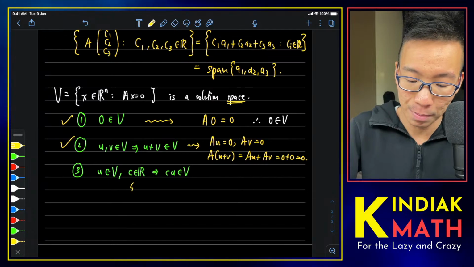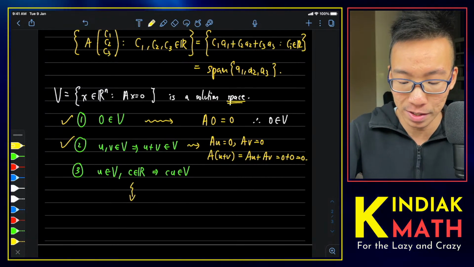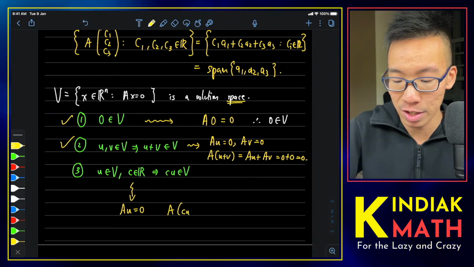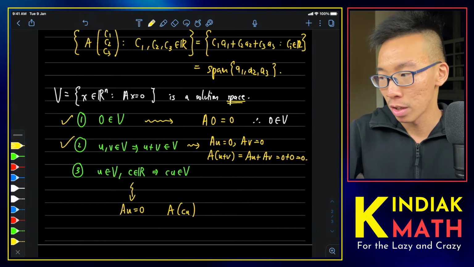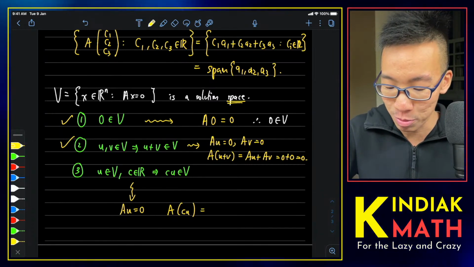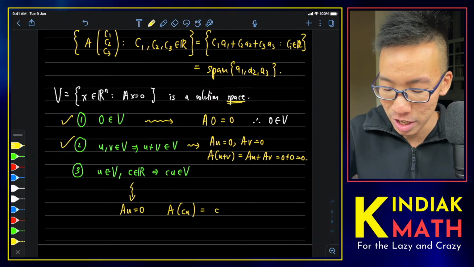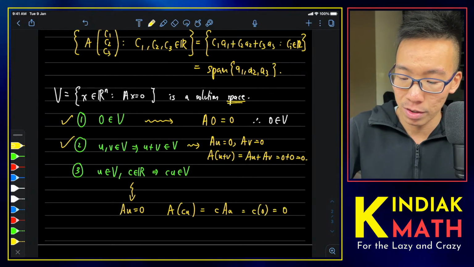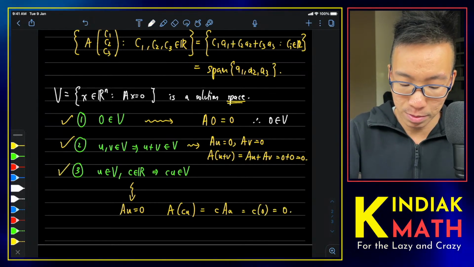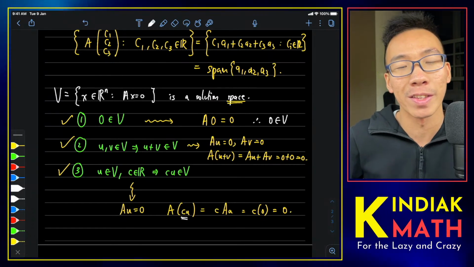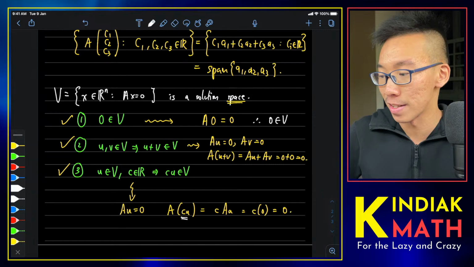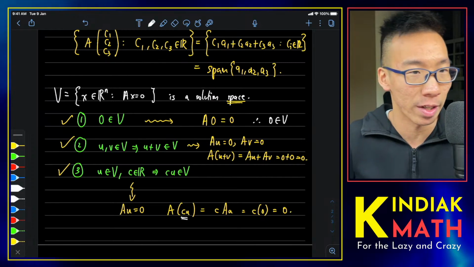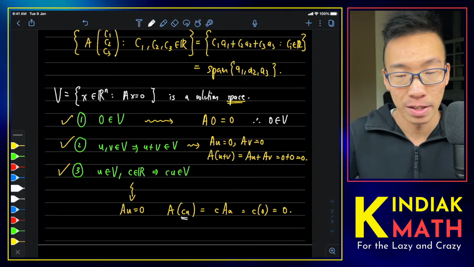And finally, since U lies inside V, this means that AU equals 0. So the question now is, if you are plugging in CU, does this equal 0? Well, because A is a linear transformation, we can pull the C out, but AU is 0. Therefore, if we plug in CU, we do get 0 as well. And that's why we call it the null space, because it really does form a very nice vector space for our purposes. So there is a very close connection between the row space, column space, and the null space.